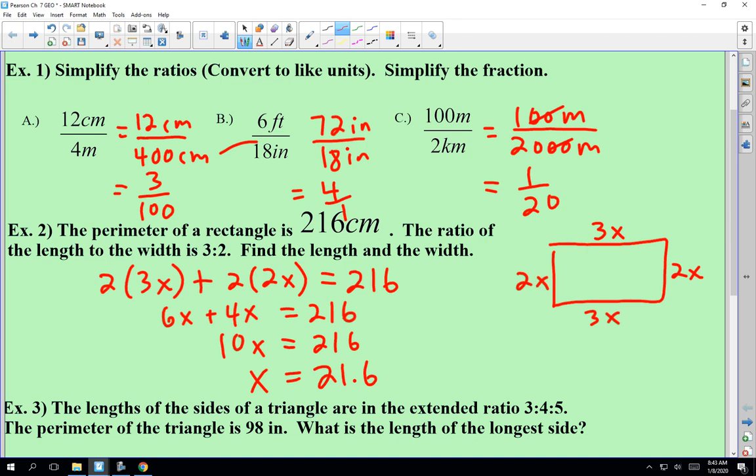So 21.6, let's just double check that, make sure that works. 3 times 21.6 gives me a length of 64.8. Is that right? 64.8. And then 2 times 21.6 gives me 43.2. So if you put these two together, that's 108. And if you double 108, you get 216.